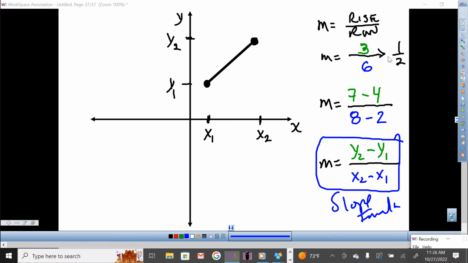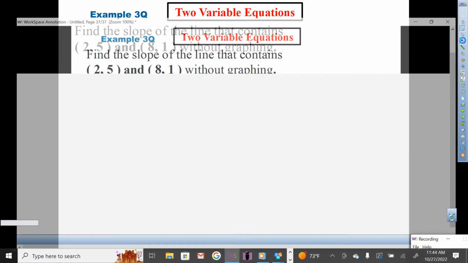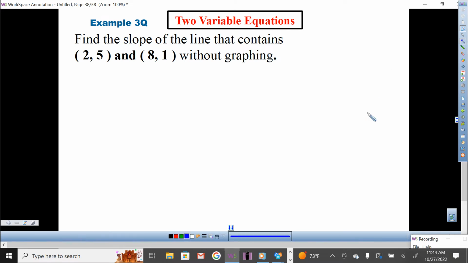So, let's get started with example number 3. Copy that, please. And it reads, find the slope of the line that contains (2, 5) and (8, 1) on your Cornell notes. Hurry up. (2, 5) and (8, 1). If you want to just write the 2 coordinates, that's okay. Here it goes. Going to go pretty quick. Find the slope without graphing.